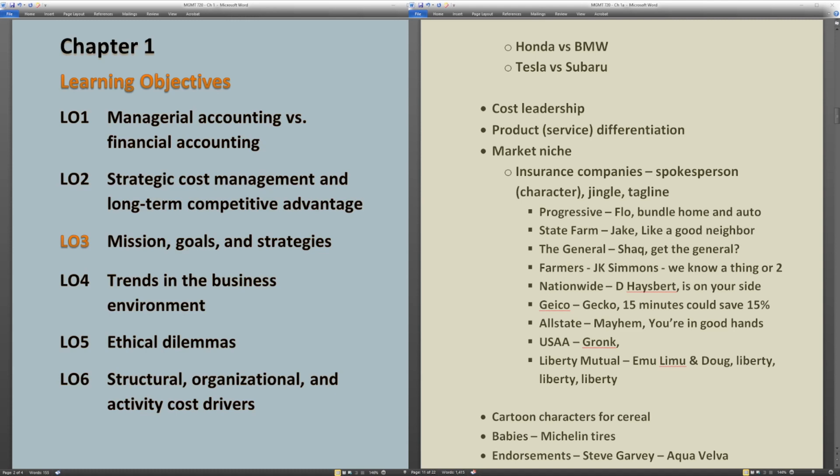Their differentiation is on the type of annoyance that they can implant in your mind, so that if someone says an insurance company, I might struggle to remember some of these others, but I'll definitely remember the couple of commercials that annoy me. And there are other types of things where companies don't compete on cost leadership or differentiation. Think about all the cartoon characters for cereal. Yes, they probably taste a little different.